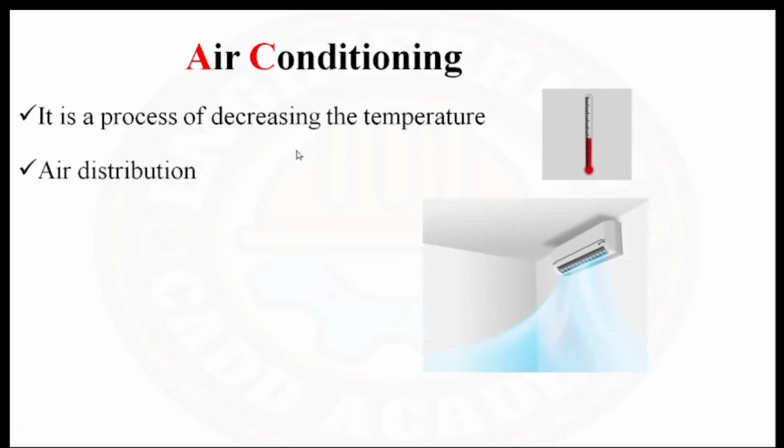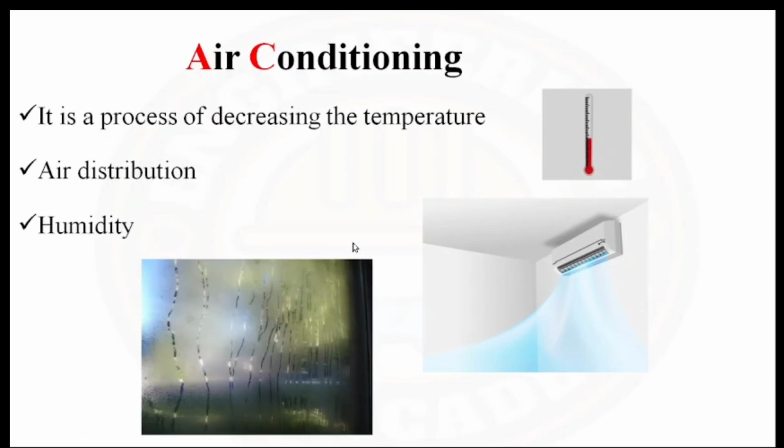Second is air distribution. Air distribution means, for example, if you are provided an indoor unit, the flow of air should be equivalent in every direction of the room, so we have to see that also. And third, we control humidity, the amount of water vapor inside. There are many other functions, but the basic work of air conditioning is to decrease the temperature, provide proper air distribution inside the room, and control humidity as per the situation requirement.